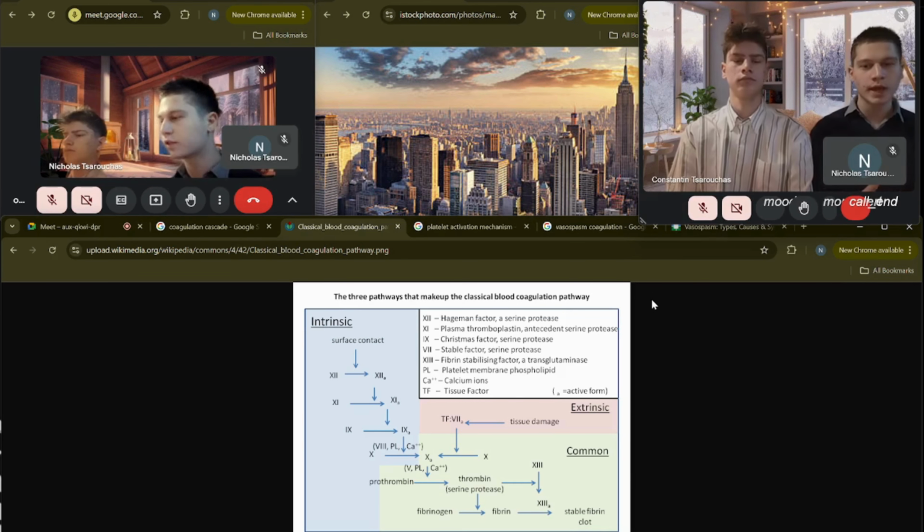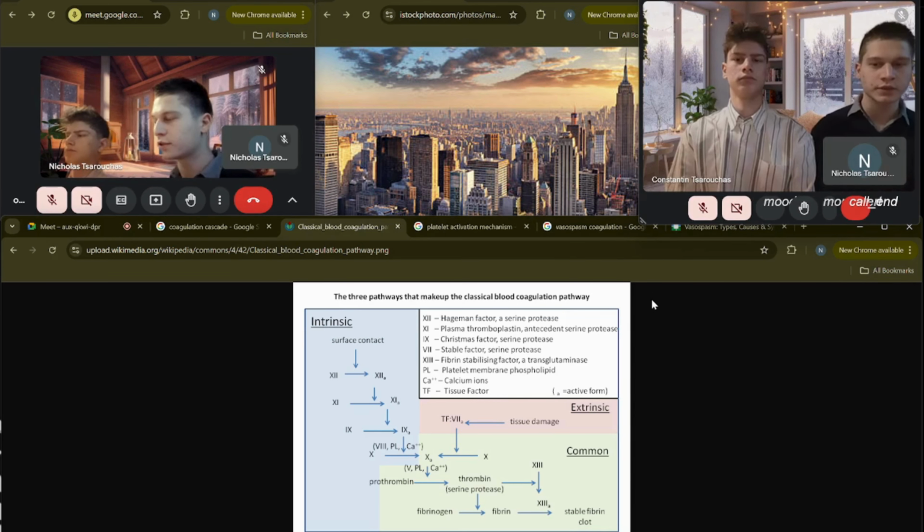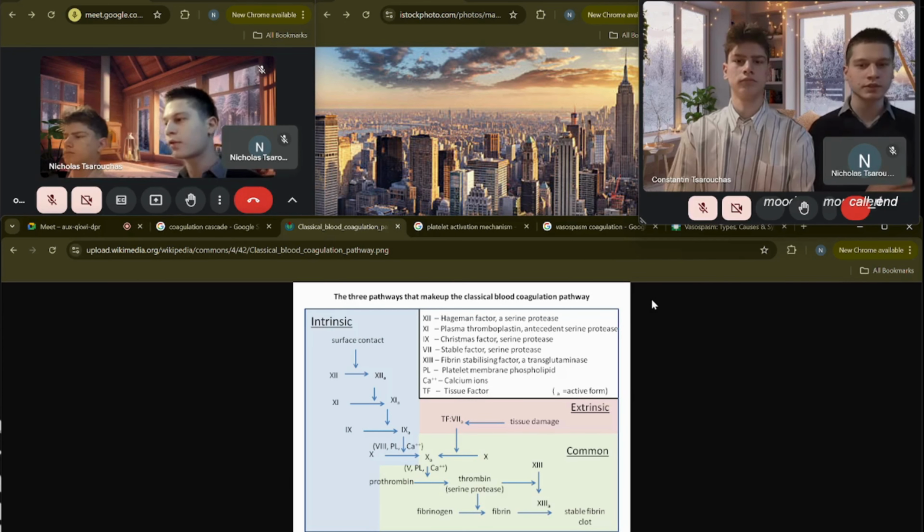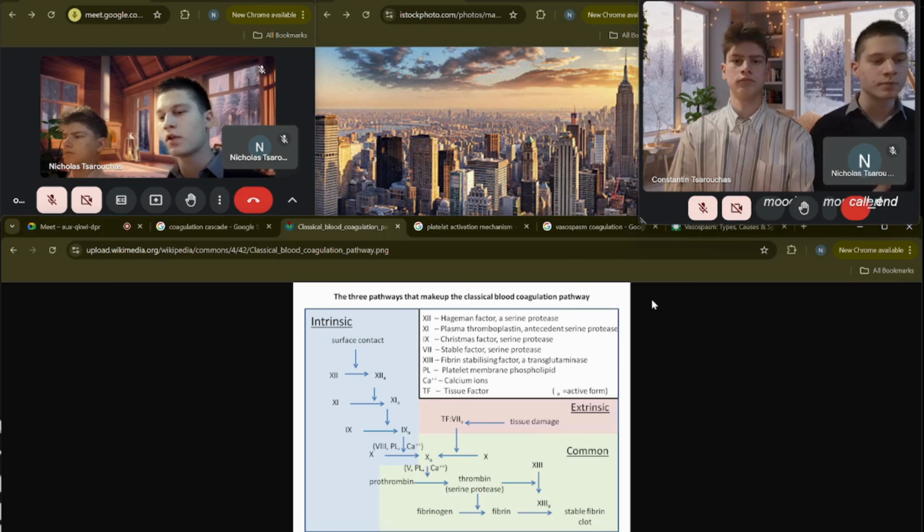This all happens on a phosphatidylserine, which is on the surface of the platelets. So you can see how the coagulation cascade plays with platelet activation, because it literally is happening on its surface. So you need that phosphatidylserine, that phospholipid on the membrane of the platelets to really boost up and activate the common pathway.